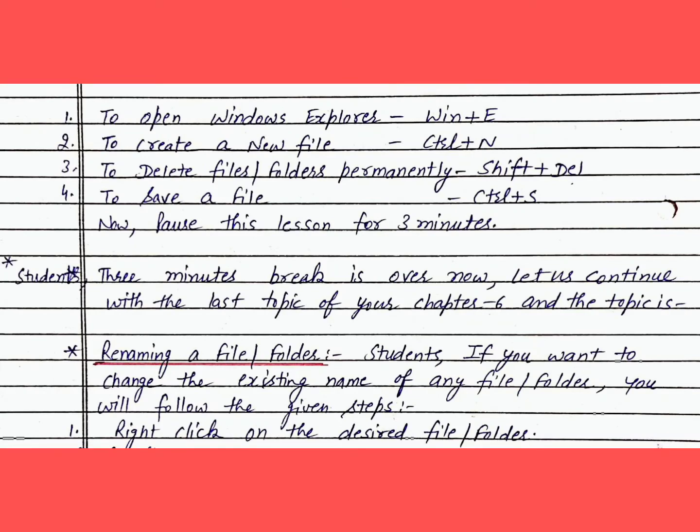Number 1. To open Windows Explorer, shortcut key is Window key plus E. Number 2. To create a new file, shortcut is Control plus N. Number 3. To delete files or folders permanently, you can press Shift plus Delete key. Number 4. To save a file, press Ctrl plus S. Now pause this lesson for 3 minutes.